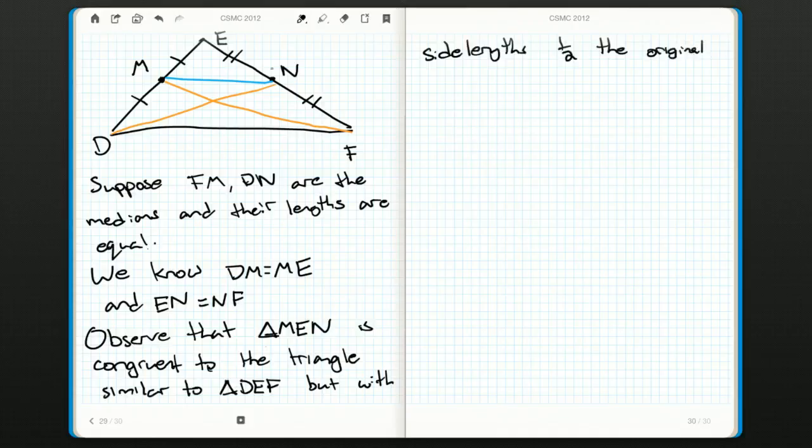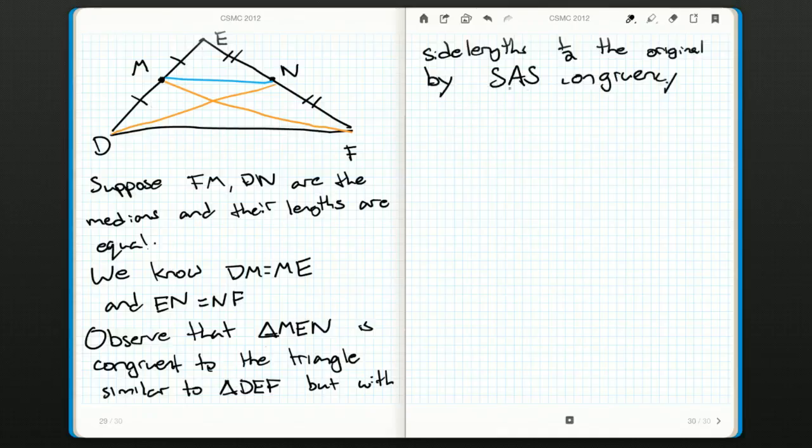Alright, if we take a look at MEN, these two side lengths are 1/2 of the side lengths of DEF, right? But this angle in here, well, it's the same for both. So by side angle side similarity, we see that MEN is really just the midpoint triangle of DEF. And from there it follows that MN is equal to 1/2 DF. And in total, MEN has 1/4 of the area of DEF.